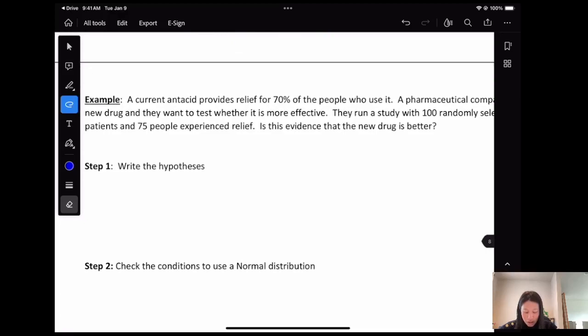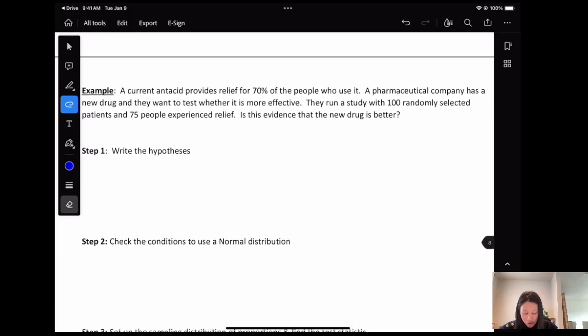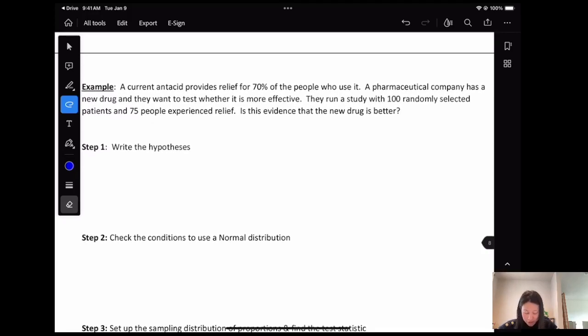What is your evidence, the detailed evidence for the null hypothesis and the alternative hypothesis. All right, here, a current antacid provided 70% relief, and 70% of people who use it feel that they got relief. If a pharmaceutical company has a new drug and they want to test if it's more effective. All right, so now we can start. Our null hypothesis should be something that's already happening. The current status is 70%. And the alternative hypothesis is what is more effective.